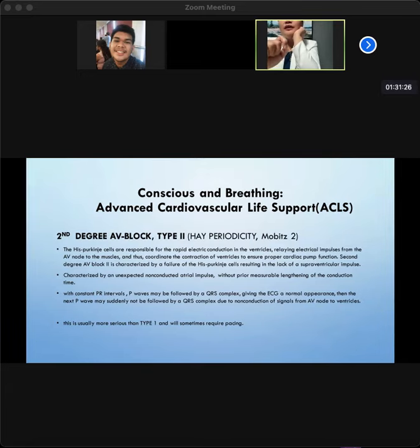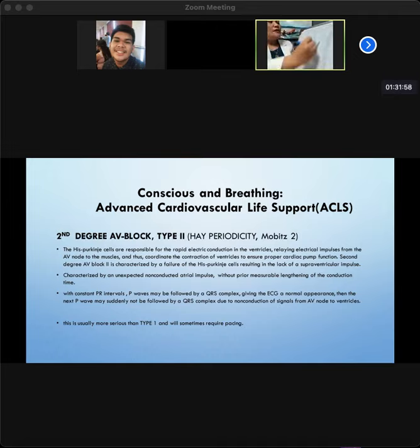Next one is the second degree AV block type 2, also known as Hay periodicity or Mobitz 2. Okay? The His-Purkinje cells are responsible for the rapid electrical conduction in the ventricles, relaying electrical impulses from the AV node to the muscles and thus coordinate the contraction of ventricles to ensure proper cardiac pump function. Second degree AV block is characterized by a failure of His-Purkinje cells resulting in the lack of supraventricular impulse.